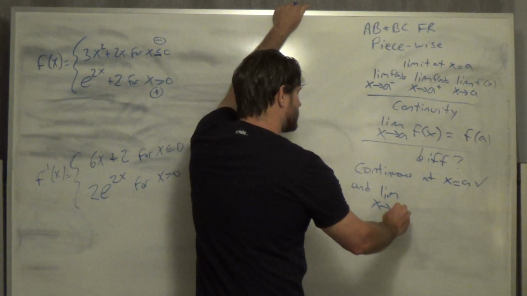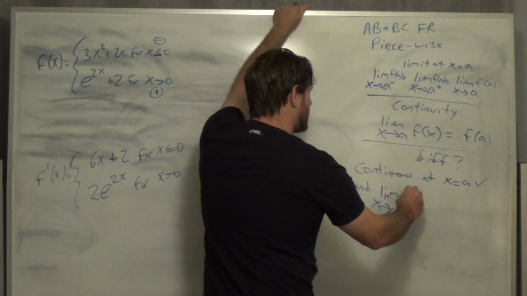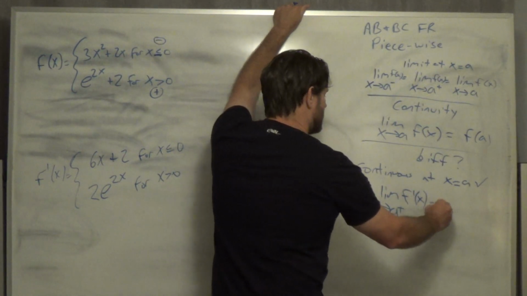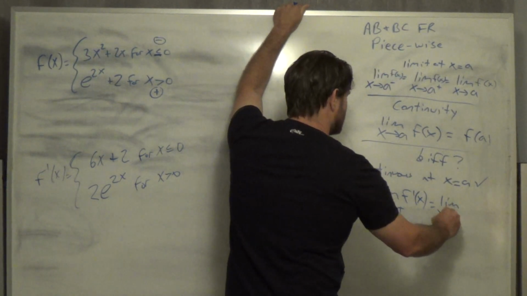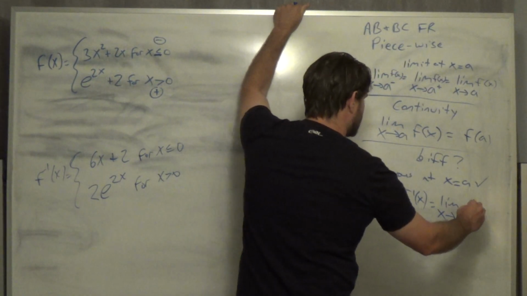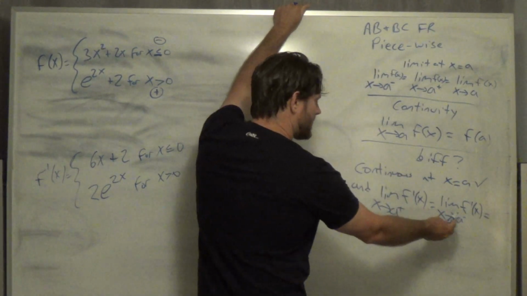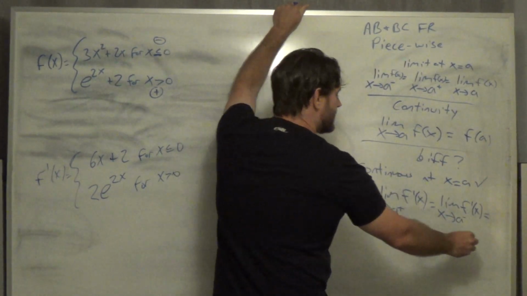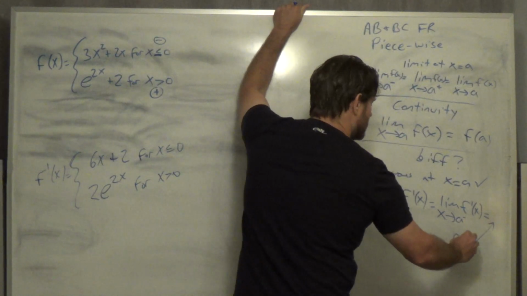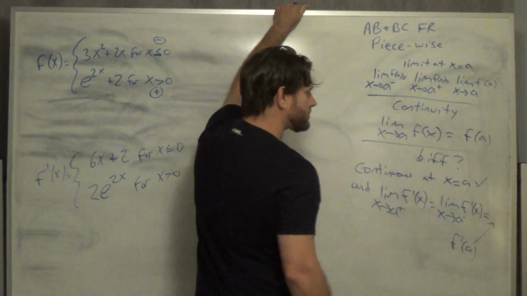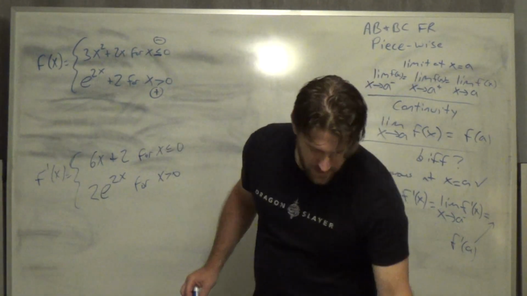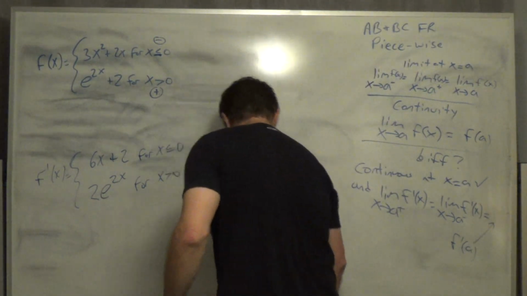the limit as x approaches a from the right-hand side of f prime x is equal to the limit as x approaches a from the left-hand side of f prime x. And in fact, if the left and the right-hand limits are equal and it's continuous, then that will give us f prime a. Okay, and the final part, part D.